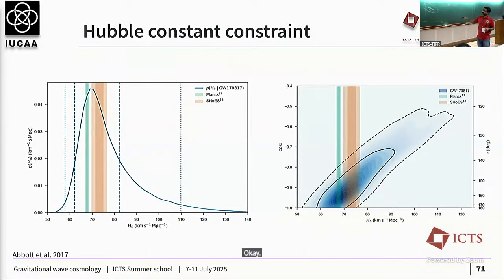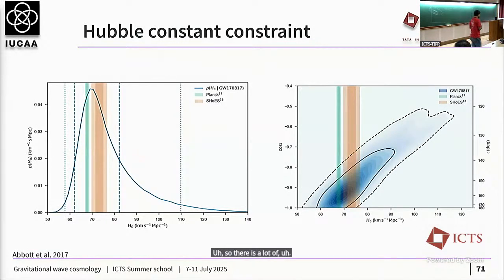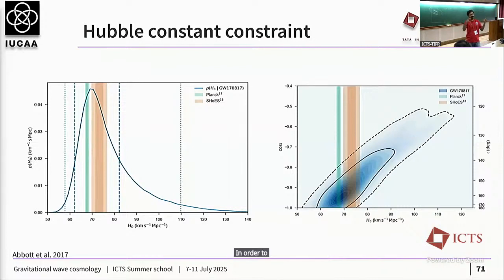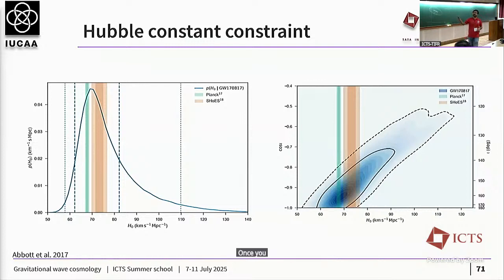Okay, so then if you can measure the inclination angles, you can get a better handle on the Hubble constant. There is a lot of effort in the community to try to use the light curves of the gravitational wave event in order to figure out what kind of inclination angles are possible. When you have the binary neutron star event and you can follow it up, there is a lot of modeling effort into these jet and cocoon models, in order to try to understand where exactly this inclination is. Once you combine that information, you can get better constraints on the Hubble constant.